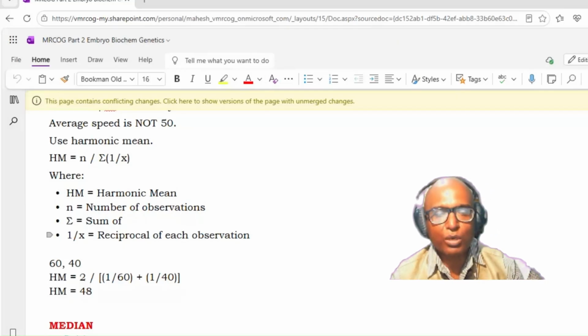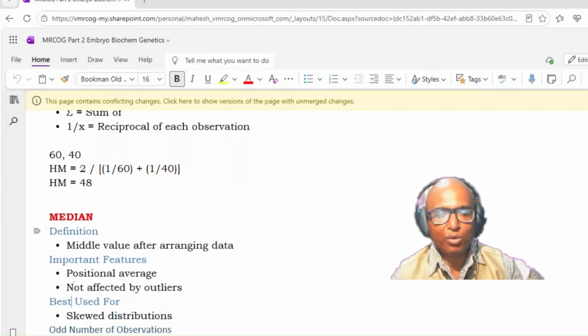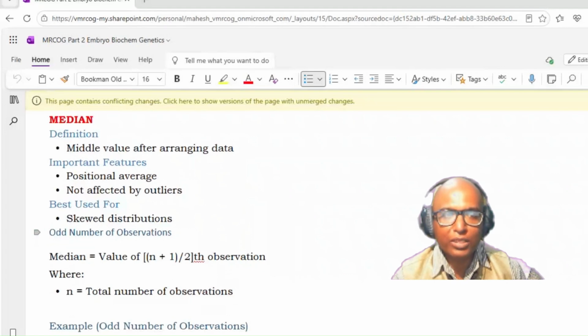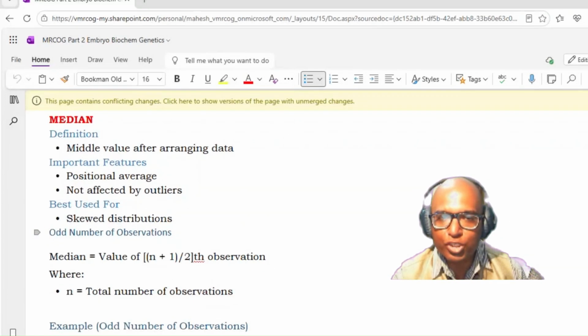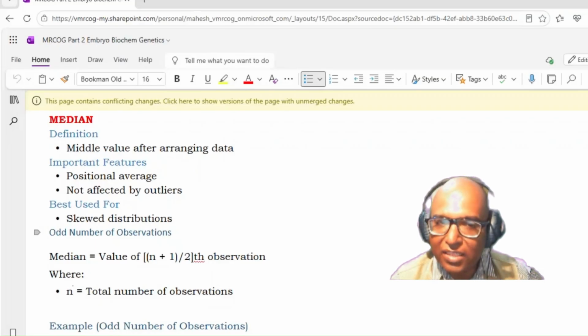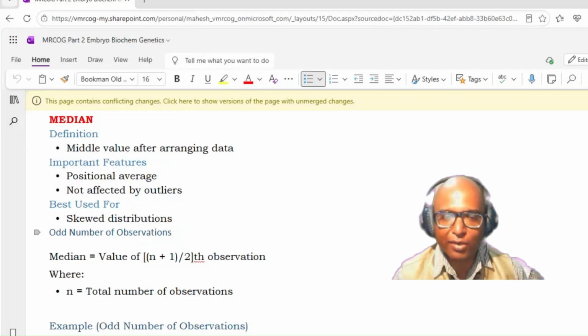Okay, now let us go ahead with this second concept, that is the median. This is also a very frequently tested concept. Median is actually the middle value after arranging the data. So it is the middle position value once you arrange the data in order. You have to arrange the data in ascending order or maybe descending order also, whatever. Then the middle value.